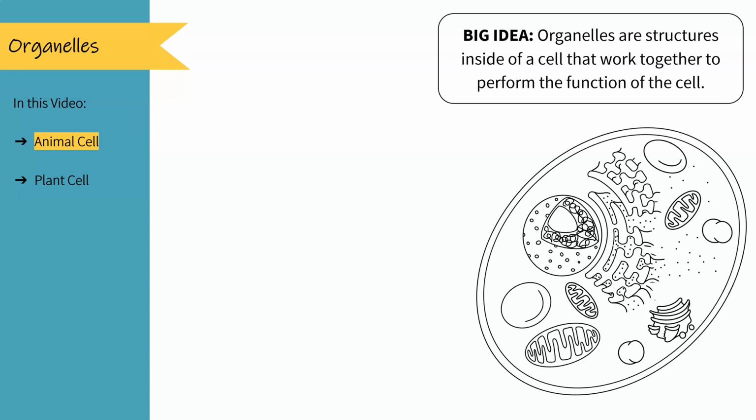Our big idea for this lesson is that organelles are structures inside of a cell that work together to perform the function of that cell. We'll add in a few other structures that don't technically count as organelles but are important to the cell structure and function. We'll start by looking at the structures that make up an animal cell.